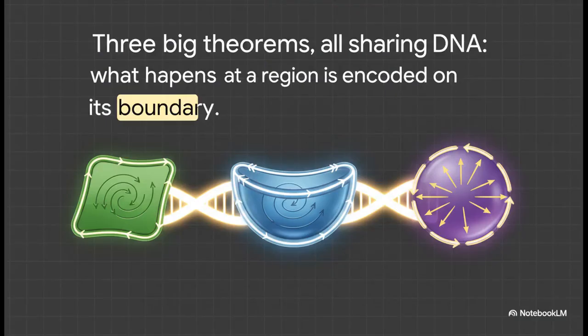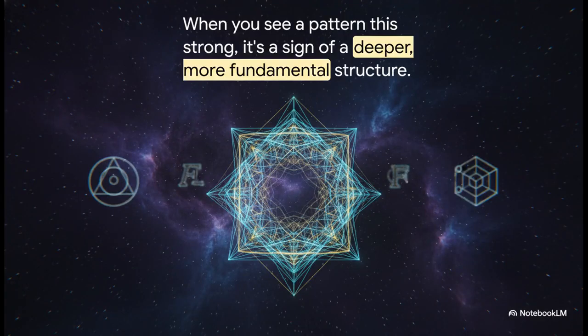So let's pause for a second. We have Green's, Stokes' theorem, and Gauss's theorem. On the surface, they seem different. They use different math, curl, divergence, and they apply to different dimensions. But if you look closely, they all share that exact same DNA. What happens inside a thing is totally encoded on its boundary. Now, in math, when you see a pattern that strong, it's usually a huge sign that there's something deeper going on, a more fundamental structure that connects everything. And in this case, oh yeah, there is.